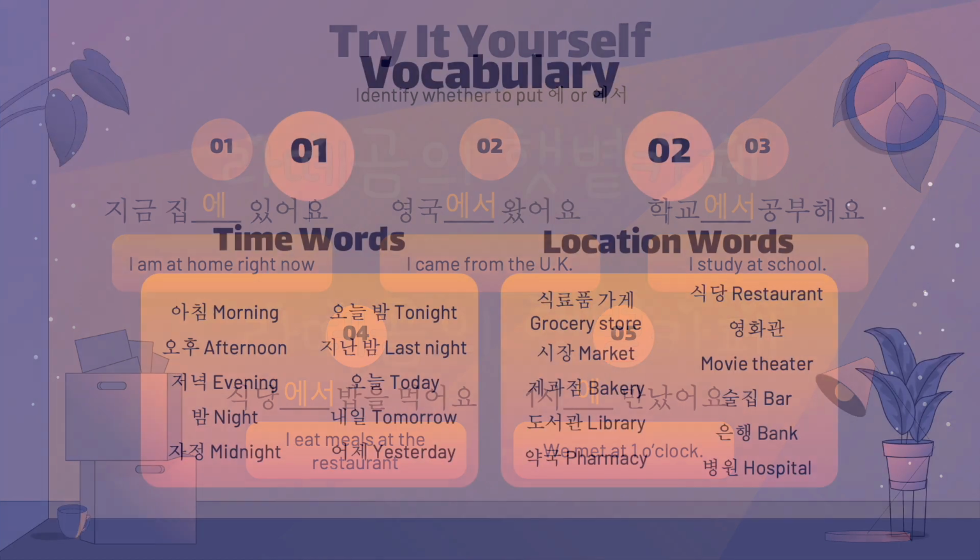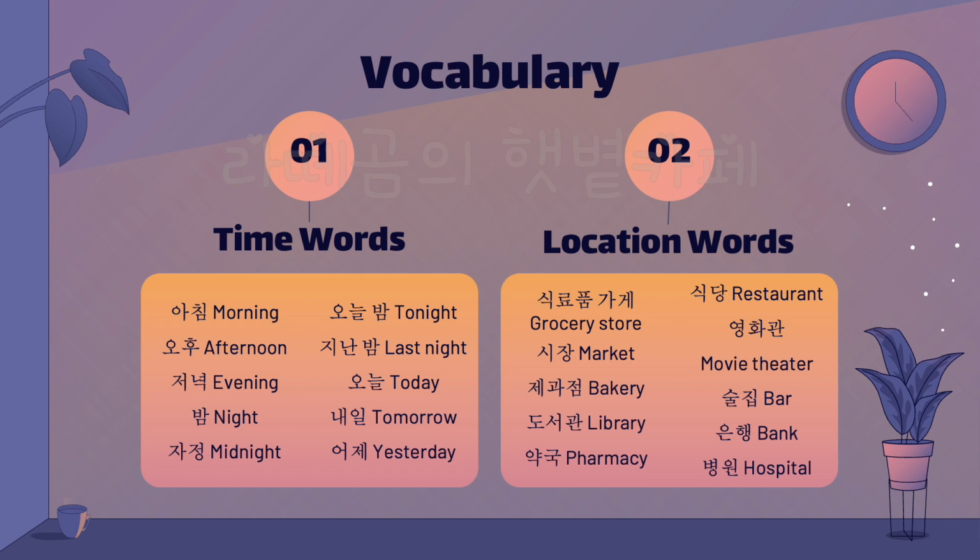And this is the end of this lesson. We have a set of vocabulary words here for you to practice with and start to use the time and place particle on your own and build more complex sentences. As always, I hope that this lesson has helped you a little bit, and I will see you in the next one.